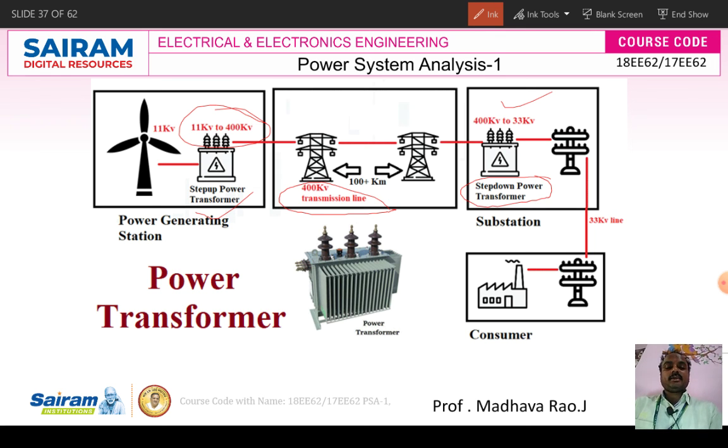After stepping down, the voltage again moves to a step down transformer. According to the consumer requirement, we are giving supply to the consumers. So this is the power transformer application. Power transformers are used in power transmission and distribution places, right? This is how we are getting supply to our homes. Okay.